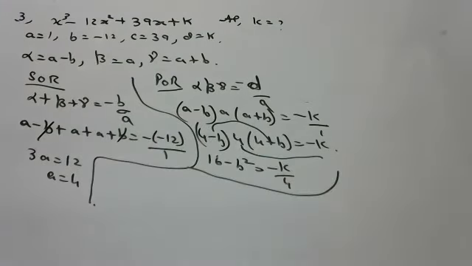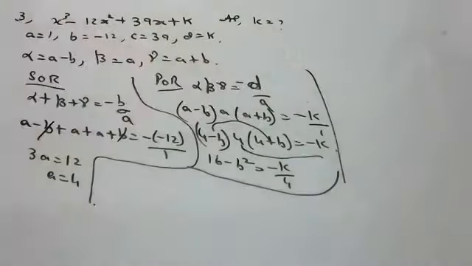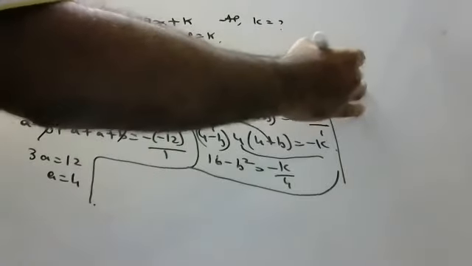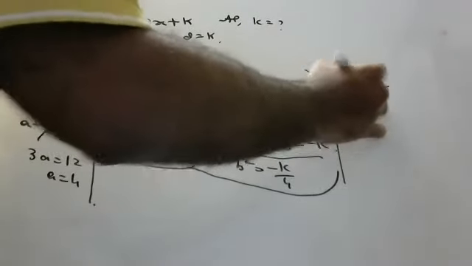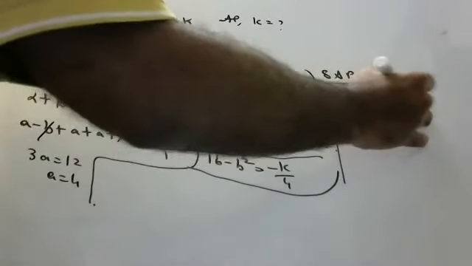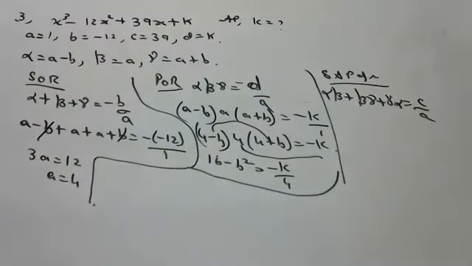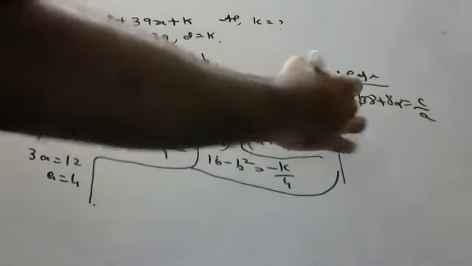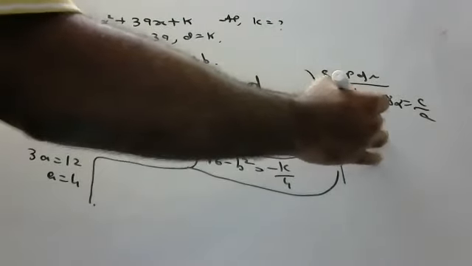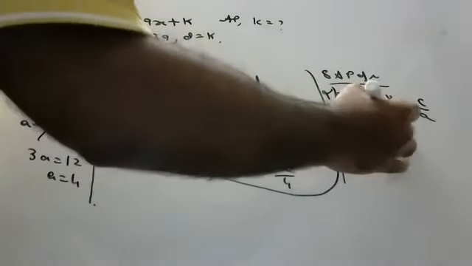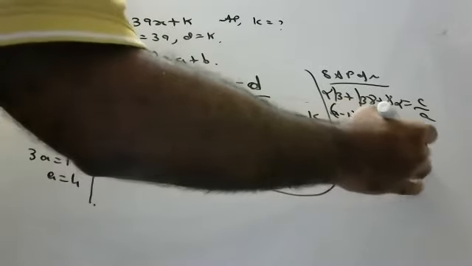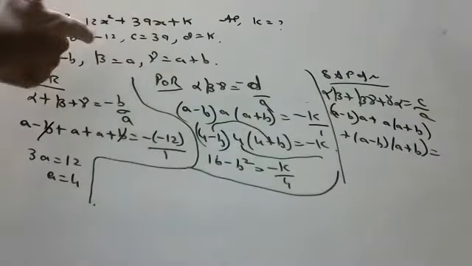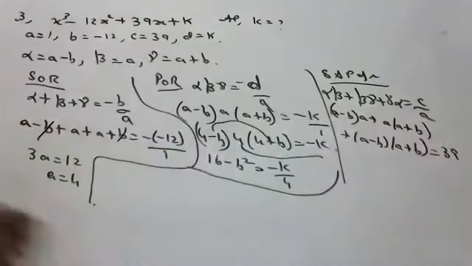With this also you are not getting it. So let's go for the sum of the product of the roots, children. What is the formula? Alpha beta plus beta gamma plus gamma alpha is equal to C by A. You know this formula, children. What is alpha beta? A minus B into A. What is beta gamma? A into A plus B. What is gamma alpha? A minus B into A plus B is equal to C by A. What is C, children? 39 by 1.